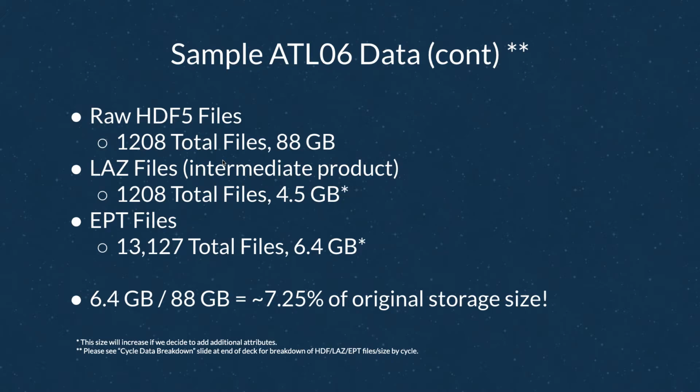EPT generates quite a few more files, which is part of how they organize the data for quick access. And because of that organization, there's a little bit of additional overhead on each file, which makes the file size a little bit bigger than the native LAS. So in this case, we ended up with about 6.4 gigabytes. Quick math here at the bottom, that means we're storing about 7.25% of the original storage size, which also will contribute to faster and more nimble access of the data.